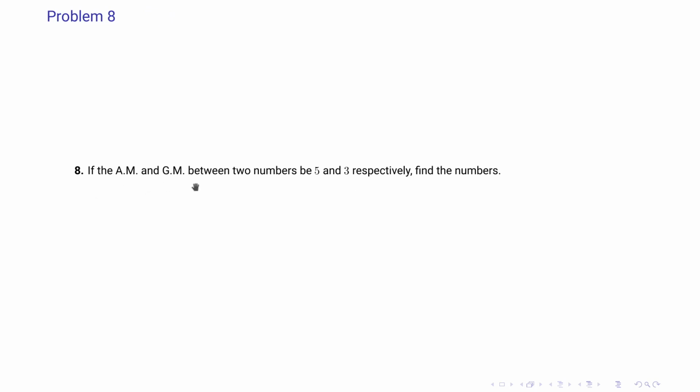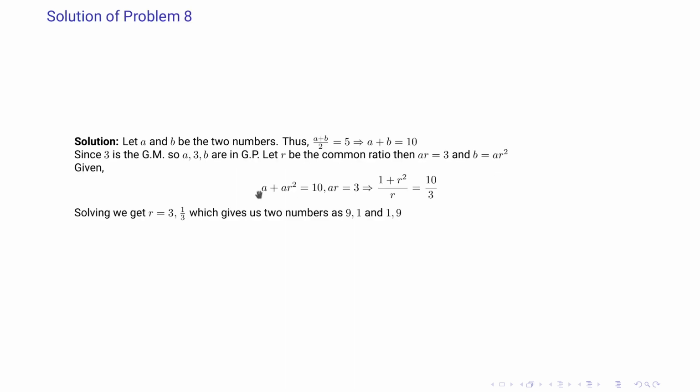If the arithmetic mean and geometric mean between two numbers be 5 and 3 respectively, find the numbers. So we take two quantities a and b. Arithmetic mean is (a plus b) by 2 is equal to 5. That is, a plus b is equal to 10. We let the common ratio as r, and 3 is the GM. So a, 3, b will be in GP. ar would be 3 and b will be ar square. So the sum a plus b is 10 here. So we substitute the value of b, we get a plus ar square is equal to 10.